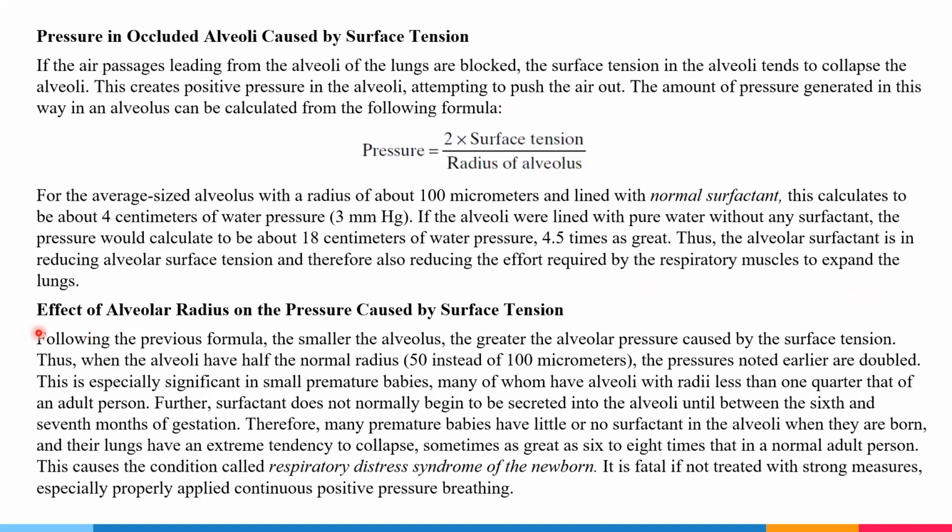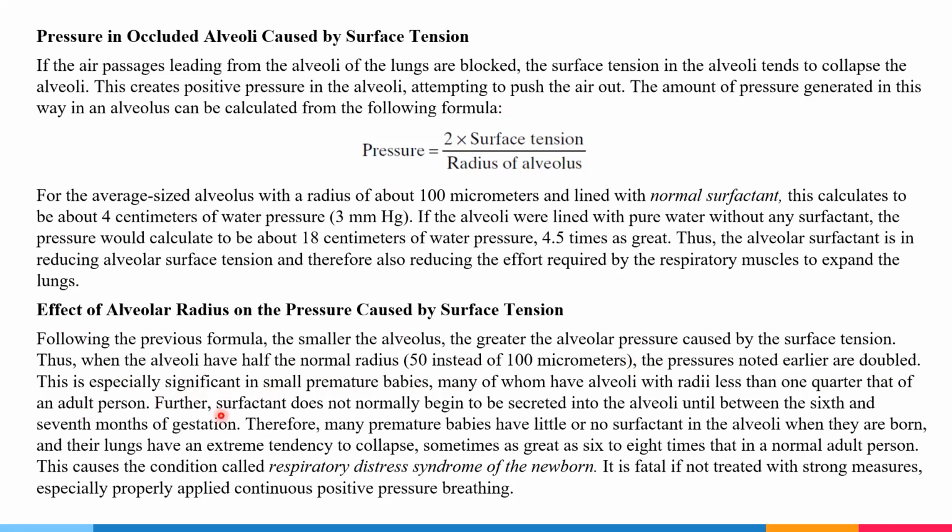Next, we will look into the effect of alveolar radius on the pressure caused by surface tension. Following the previous formula, that is this one, the smaller the alveolus, the greater the alveolar pressure caused by surface tension. Thus, when the alveoli have half the normal radius, say 50 instead of 100 micrometers, the pressures noticed earlier are double.